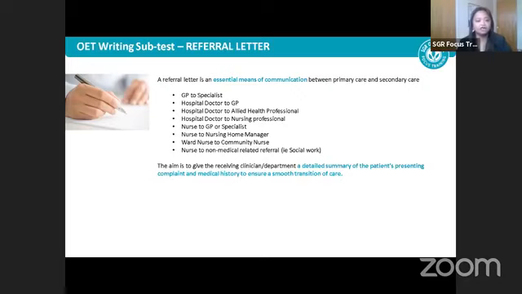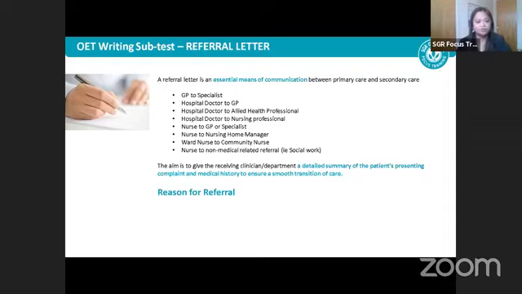The aim is to give the receiving clinician or department a detailed summary of your patient's presenting complaint, as well as medical history, to ensure a smooth handover or transition of care. So from your care to their care, your letter is basically the bridge that ensures that this patient will be looked after properly, and well.